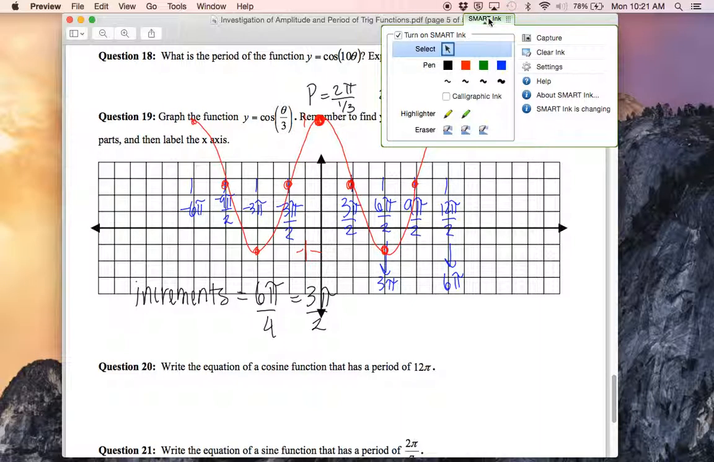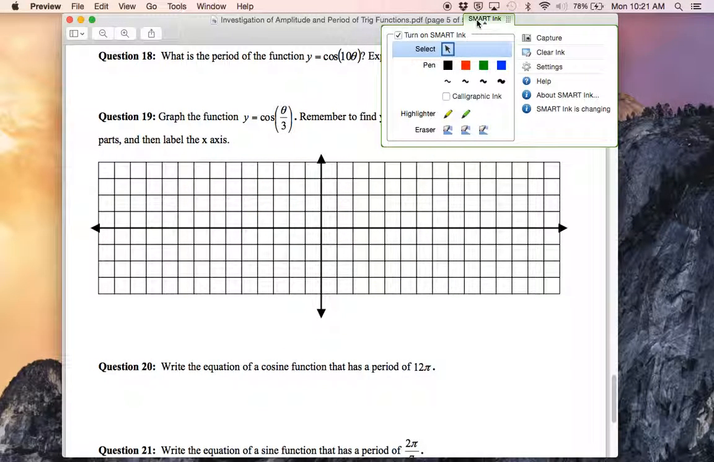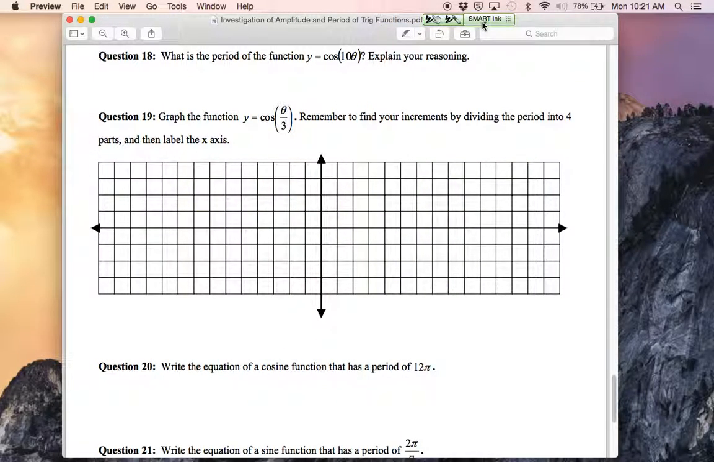All right, coming to a close, hopefully. Number 18, what's the period of the function y equals cosine 10 theta? Period equals 2 pi over k, so here it's 2 pi over 10. So your period is pi over 5. We just used our formula.